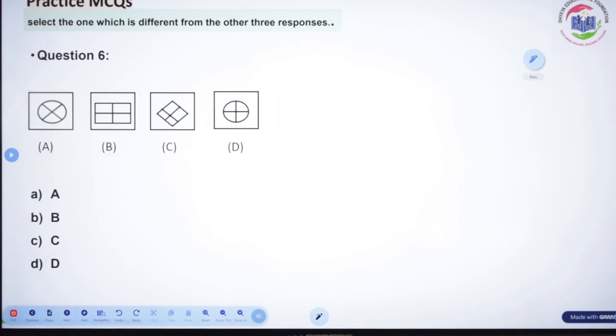Next MCQ. Observe each and every figure. Then which one is the odd one out, or different from each other? Find the odd one out. Observe the lines and the shapes inside after dividing that shape.